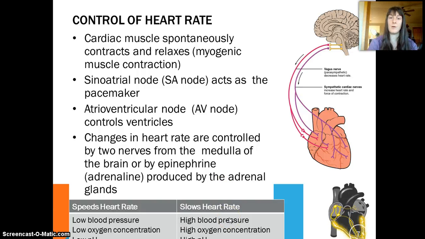There's also another chemical that is going to be produced by the adrenal glands. It's known as epinephrine or adrenaline. That's our fight or flight response hormone. That is always going to increase the heart rate. So if ever there's something happening that's a high stress situation, then that can be produced, which will increase heart rate as well.